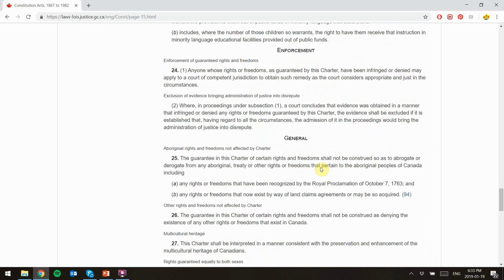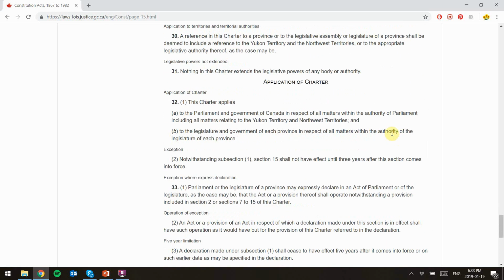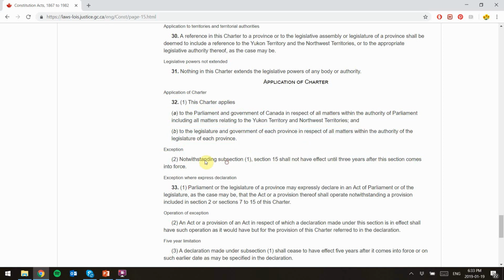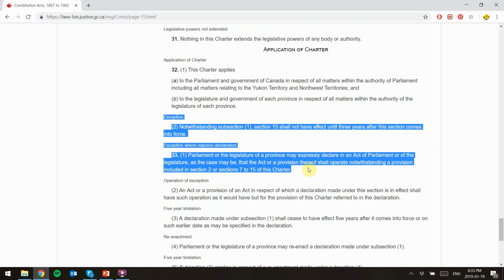Now, this is about enforcement, some general stuff. The last thing I want to highlight is this part right here. It applies to all of Canada, all of the provinces, with this exception. So this is what we call the notwithstanding clause. Let's just highlight the whole thing.